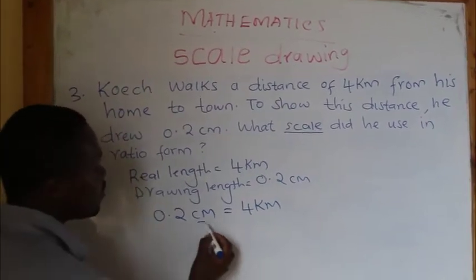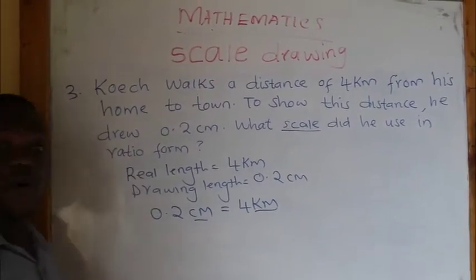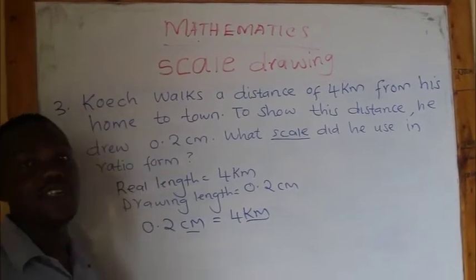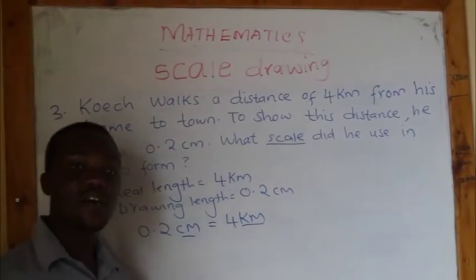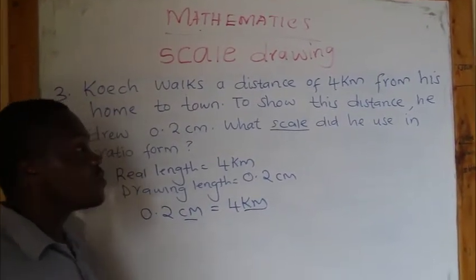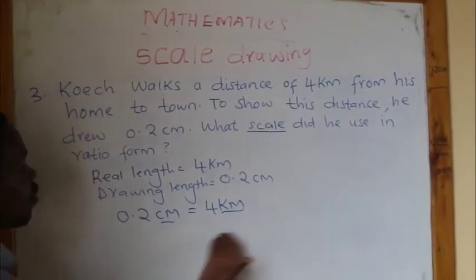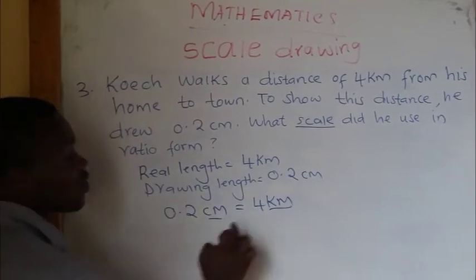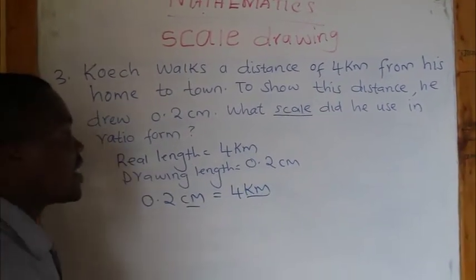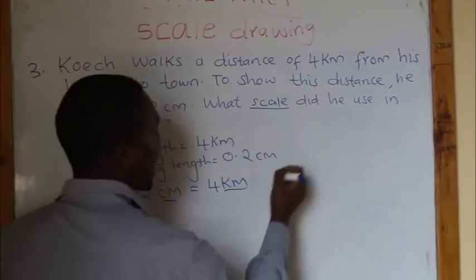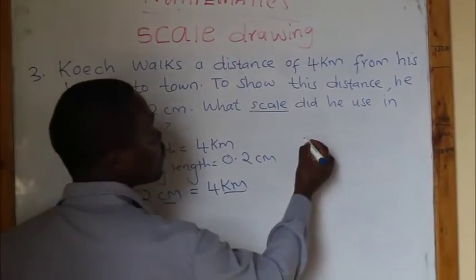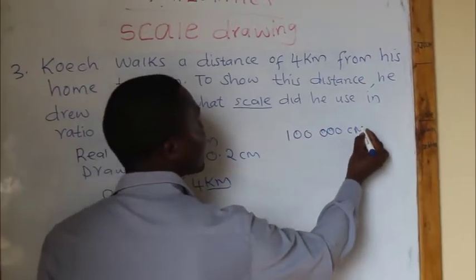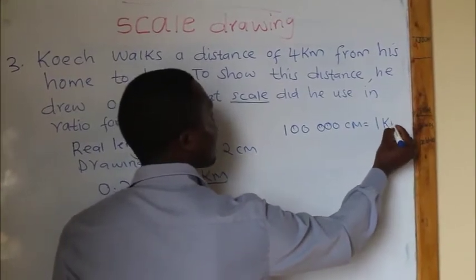In this case, you can see the units now are different. If you remember when I started this, I said a scale must be represented using smaller units. This can either be in millimeters or centimeters, but in most cases we use centimeters. So I'll convert the one which is not in centimeters, and in this case it is kilometers. So I'll convert 4 kilometers into centimeters. Let's go to our relationship. How many centimeters will make 1 kilometer? If you go back to your formula, you'll realize that 100,000 centimeters will make 1 kilometer.